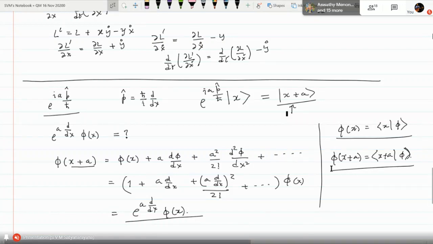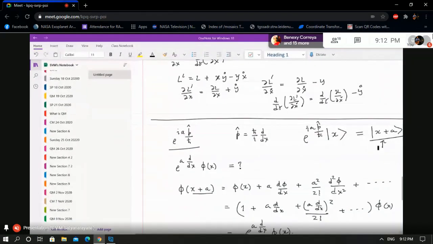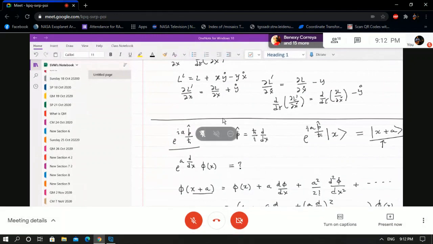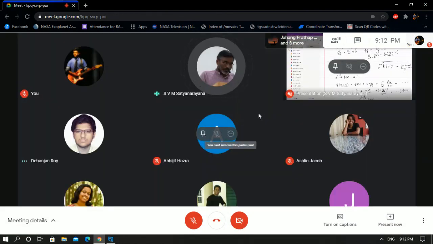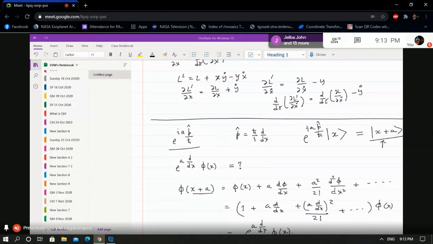Sir, I think there should be minus i a p by h cross. That is the translation operator. Whether you are going to translate it in that direction or this direction. No, sir, I think the translation operator is e to the power minus i a p hat by h cross. But whatever is given here is plus i a p, so you have to write the corresponding eigenvalue. So we have to replace a with minus a, no, sir? Then x minus a will be the answer. If they are giving here the minus i a p by h bar, then the answer is x minus a.